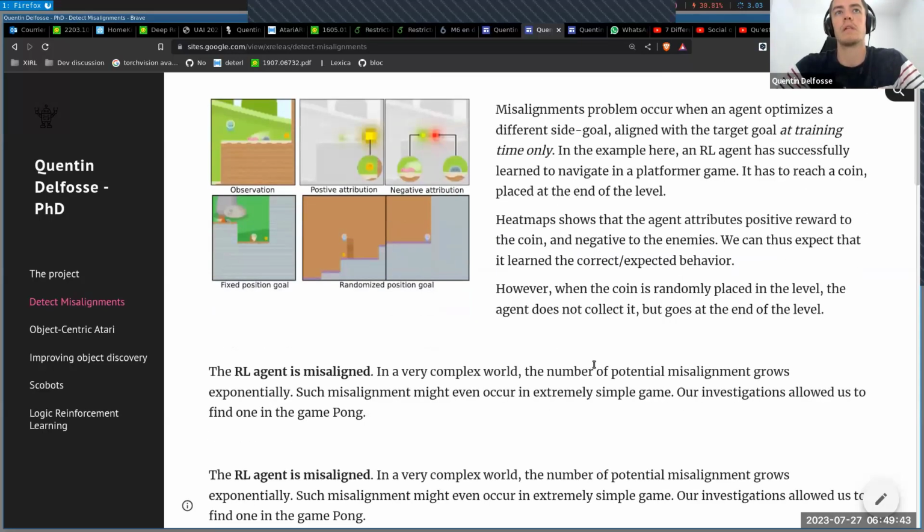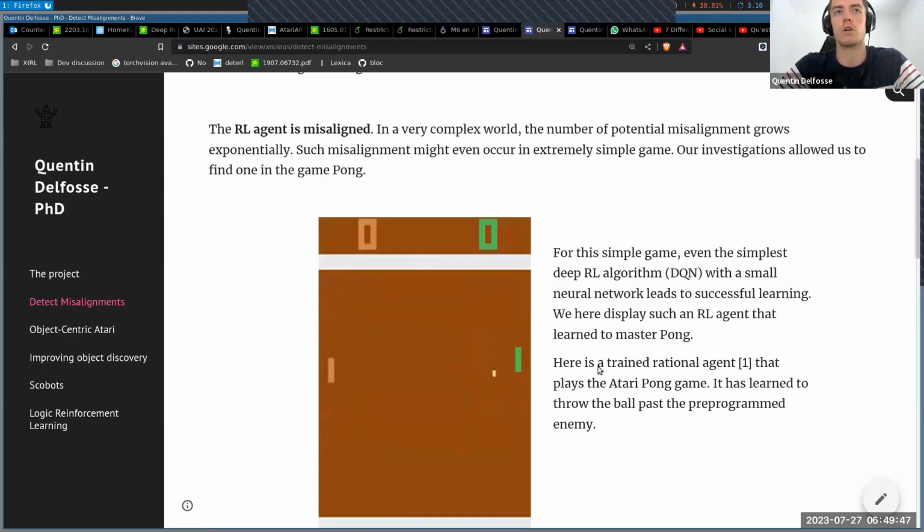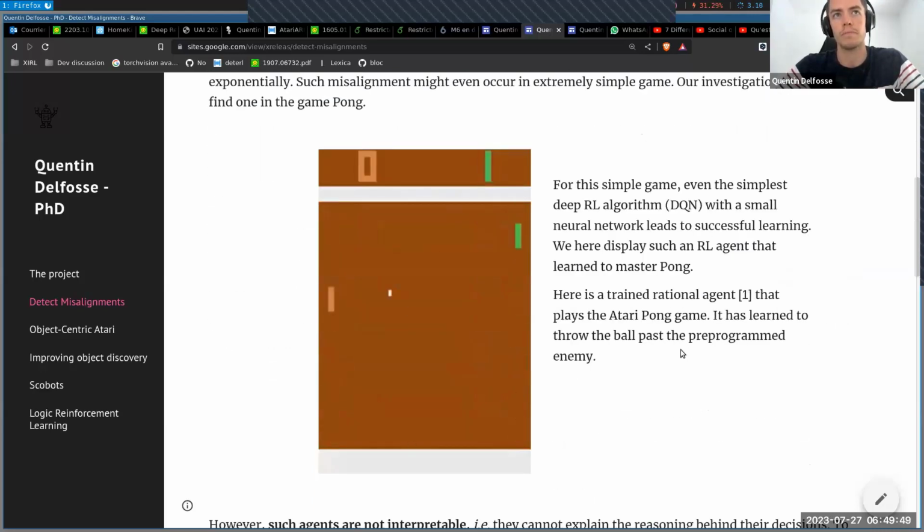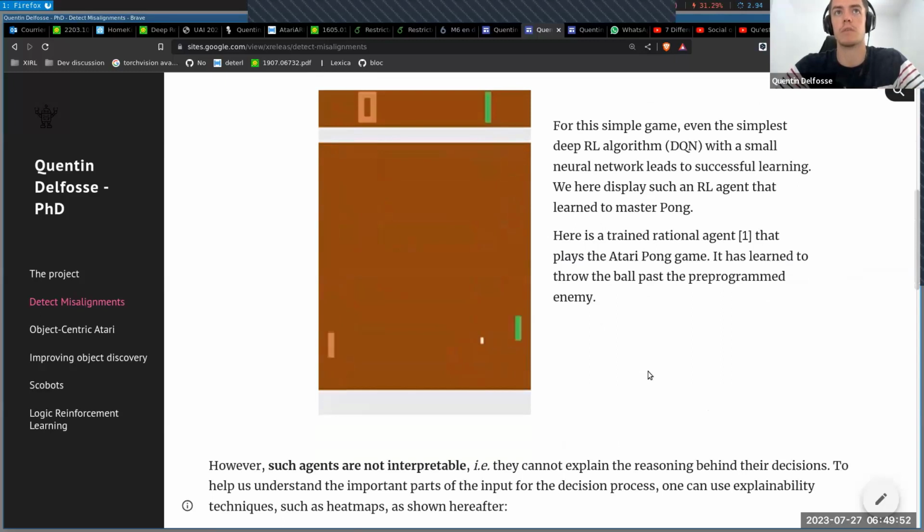And lately, while I was working on a neurosymbolic approach to solve the game Pong, I discovered that you actually have the same problem in Pong here. If you look at this agent playing Pong, it's going to win the game 21-0 or 21-1. The green paddle is actually the agent.